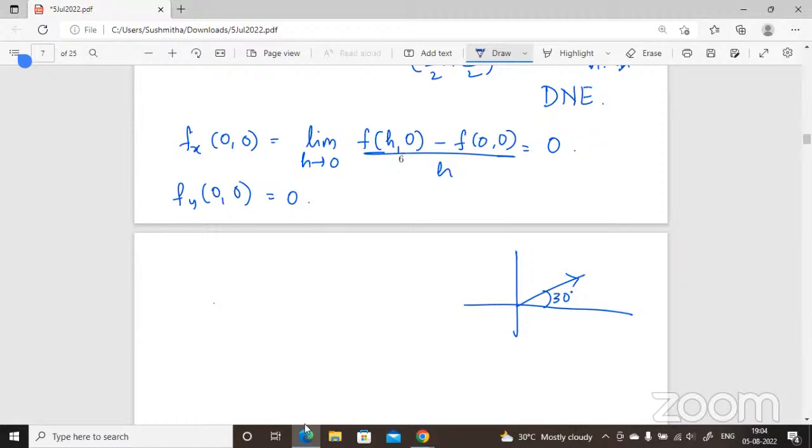What is this direction? What is this vector? If this is 30 degrees, what is this? Cos 30, sin 30. That's all.